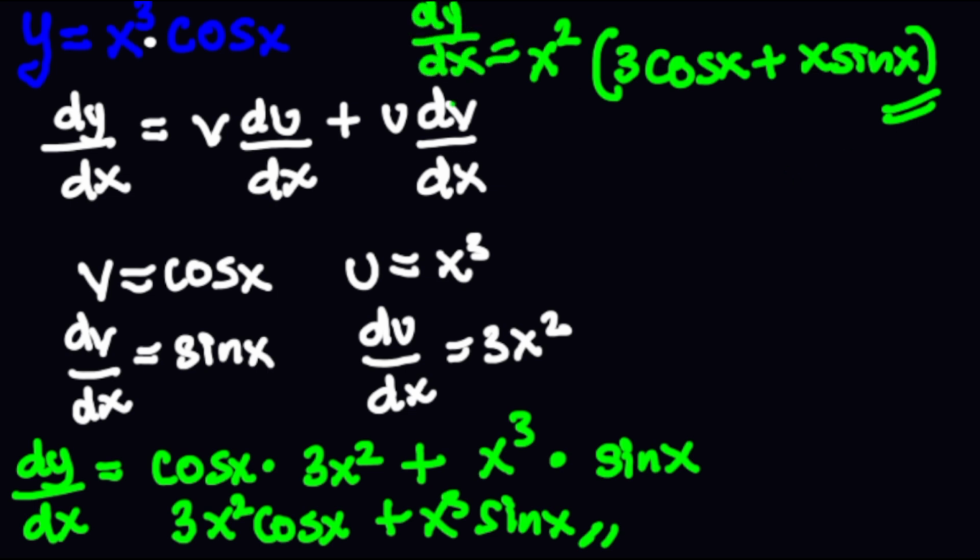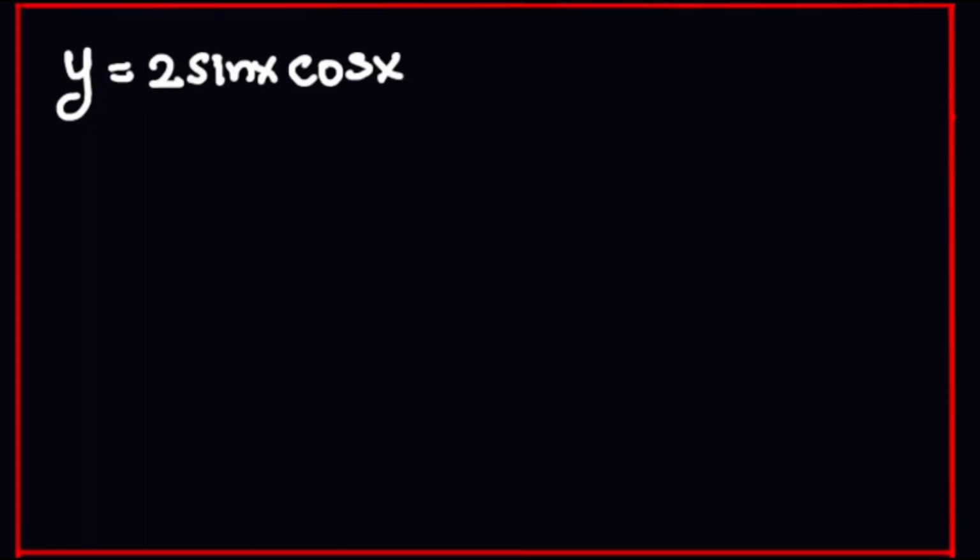Now let's go ahead and solve another question, right? Now let's take a look at this question. If you look at this very well, we have the constant value here multiplying a trigonometric function. So I go ahead and take my u to be equal to 2 sine x and my v to be equal to cos x. Let's see what we're going to have.